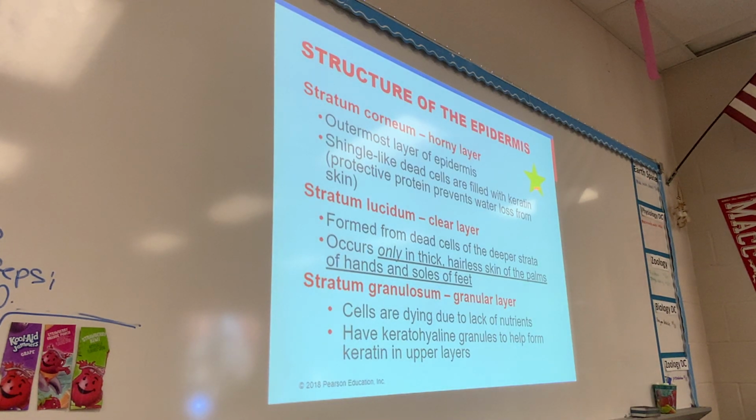These layers are in Google Classroom. You don't have to write them down, but these are the layers of the epidermis. Stratum corneum, that's at the top, and then working your way deeper into the body. Stratum corneum means the horny layer because it is the dead outermost layer of the epidermis, and it is very keratinized, which means that it is very hard and it's pretty much dead. Shingle-like dead cells, and they're filled with keratin, and it's the protective layer.